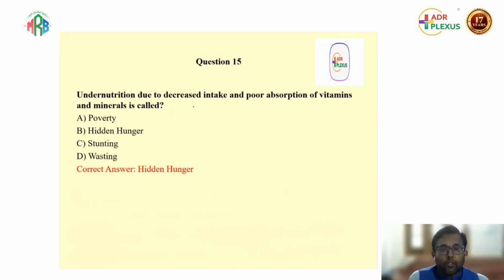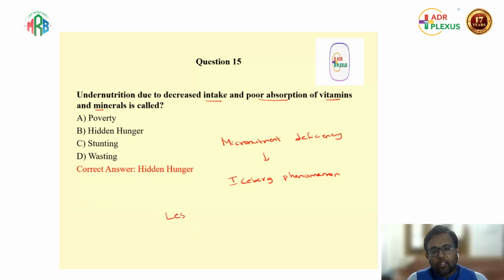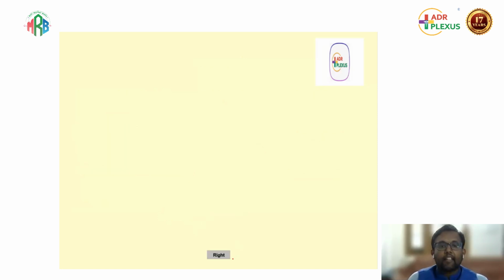Next. Undernutrition is due to decreased intake and poor absorption of vitamins and minerals. Poor absorption of vitamins and minerals mainly refers to micronutrient deficiency. This is an iceberg phenomenon because many of them do not know. We are seeing only a few children with vitamin A deficiency, with night blindness or white spots. Many of them we do not know what is happening. So it is an iceberg phenomenon, less obvious. So it is called hidden hunger.